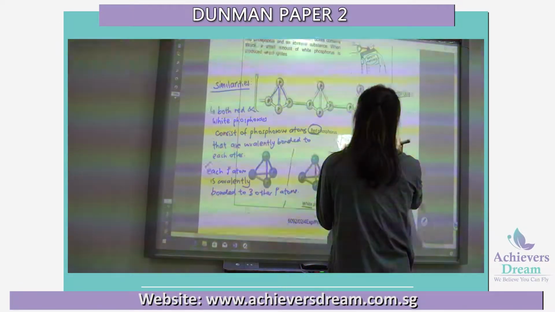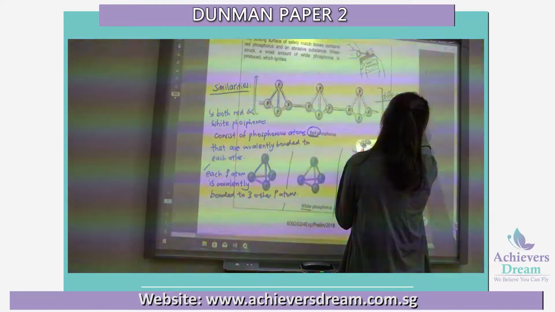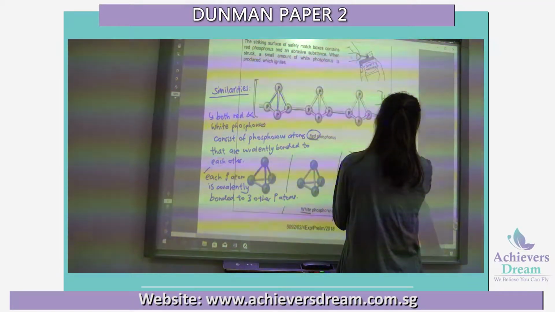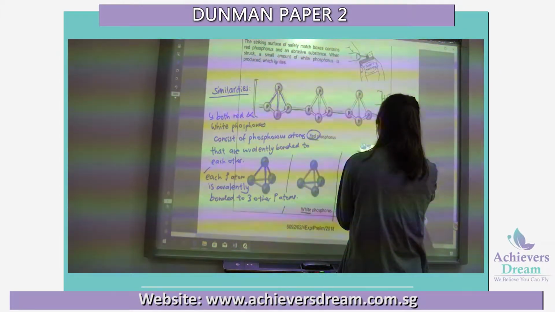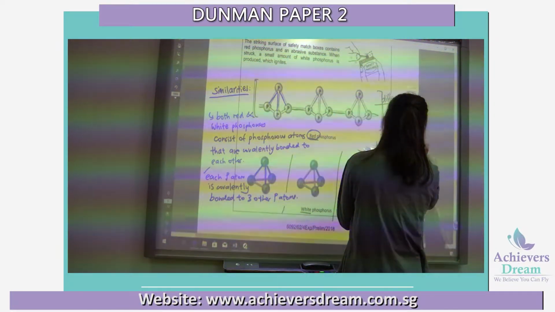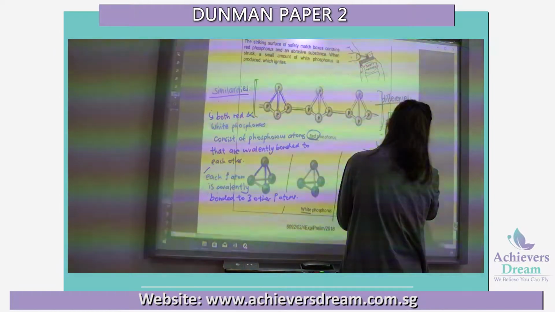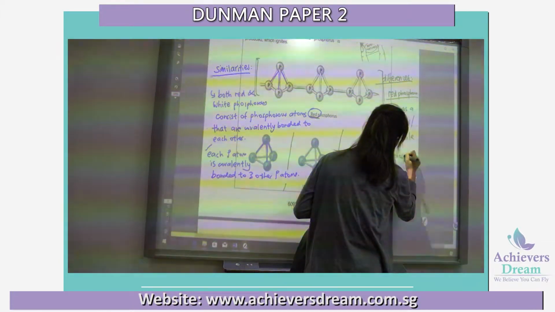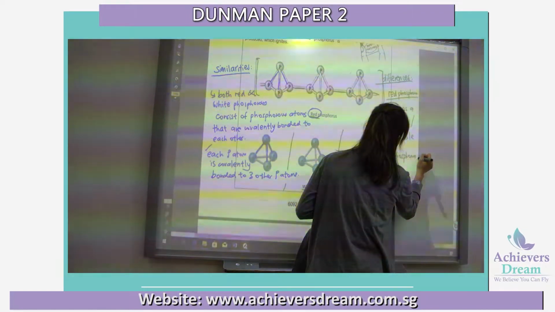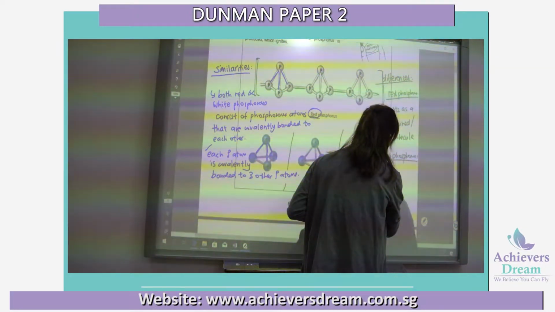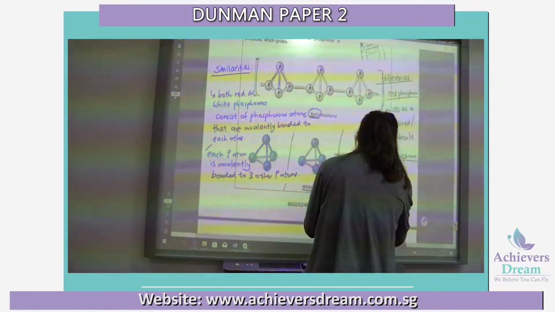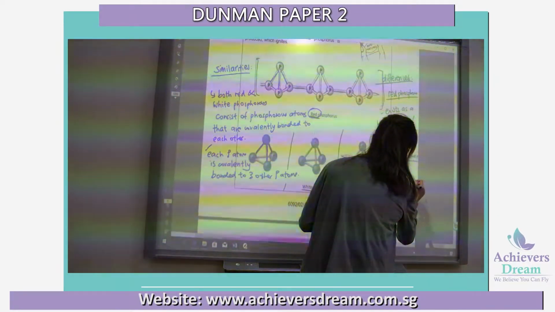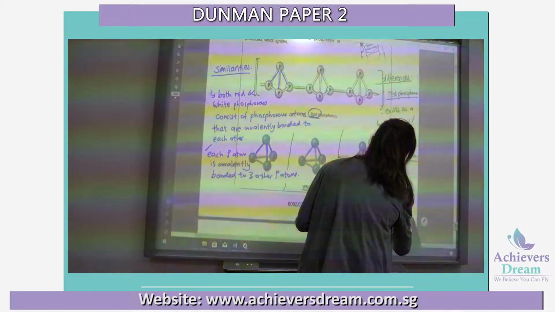What you can say is, for your red phosphorus, it exists as a long chain or giant molecule, whereas for your white phosphorus, okay, they exist as simple molecules in a tetrahedral structure.